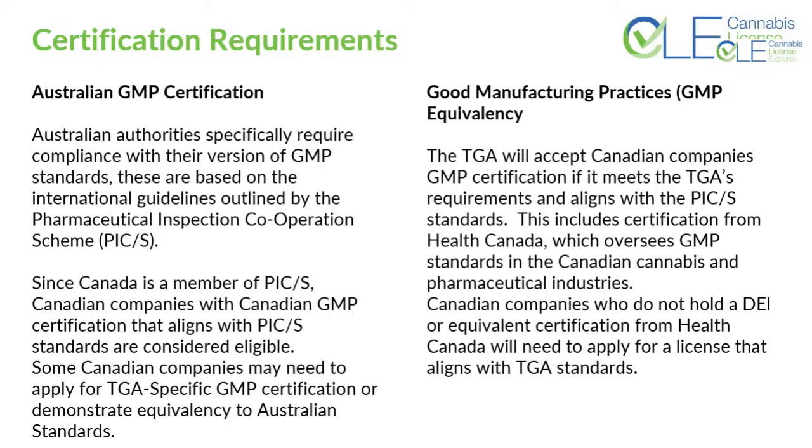So let's look at the equivalency for good manufacturing practices. The TGA is going to accept Canadian companies and LPs that have a GMP certification as long as it meets those TGA requirements under the PICS standards. This includes certification from Health Canada, which is why a lot are pursuing DEL at the moment. And if you don't hold a DEL or an equivalent from Health Canada, you will need to apply for a license that does meet the TGA standards.